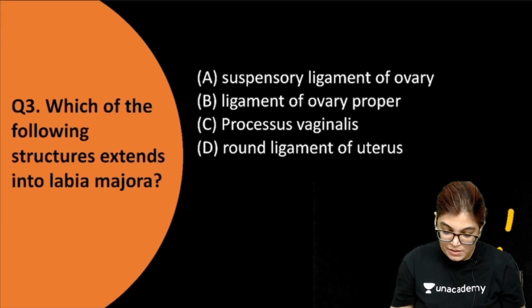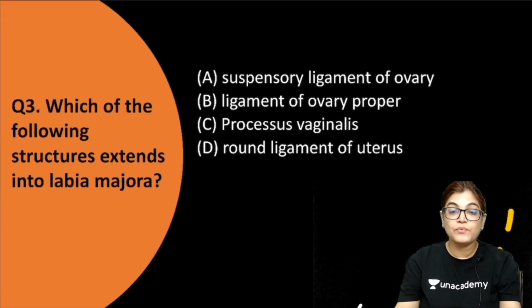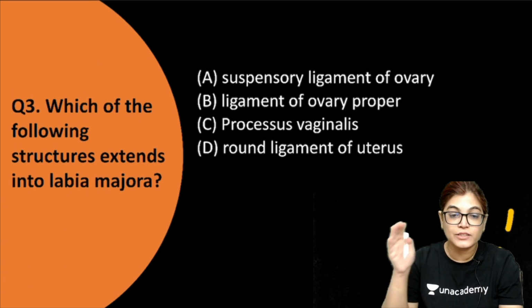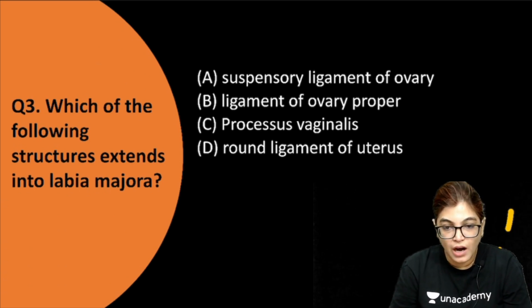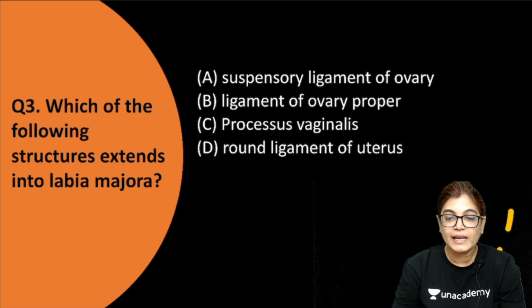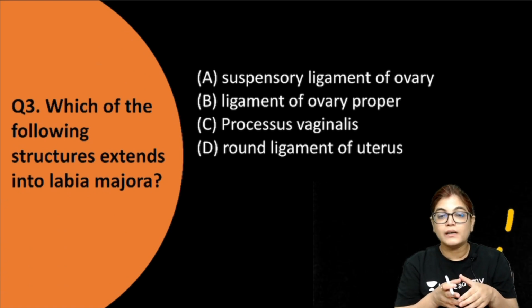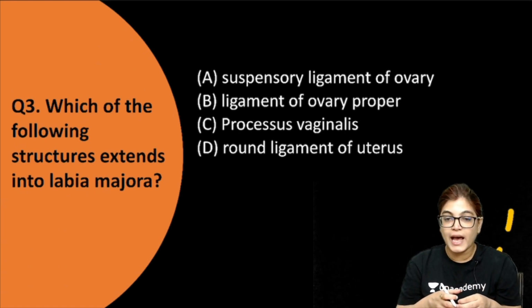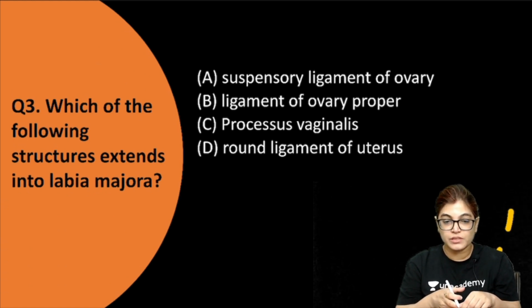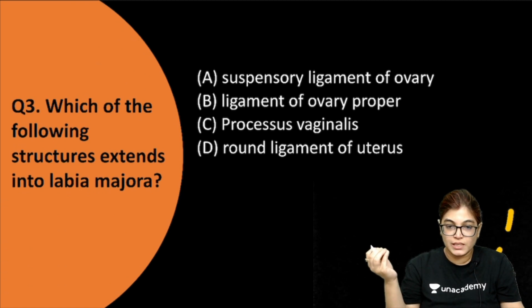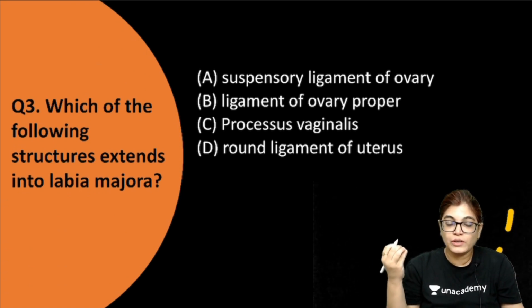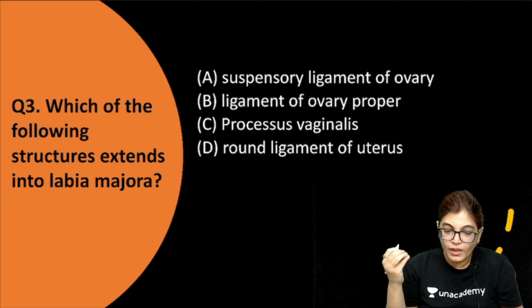Now moving to the next MCQ. Which of the following structures extends into the labia majora? The options are given: suspensory ligament of ovary, ligament of ovary proper, processus vaginalis, and round ligament of uterus. So which of the following is extending till the labia majora? This is the question. So I would like to explain it.